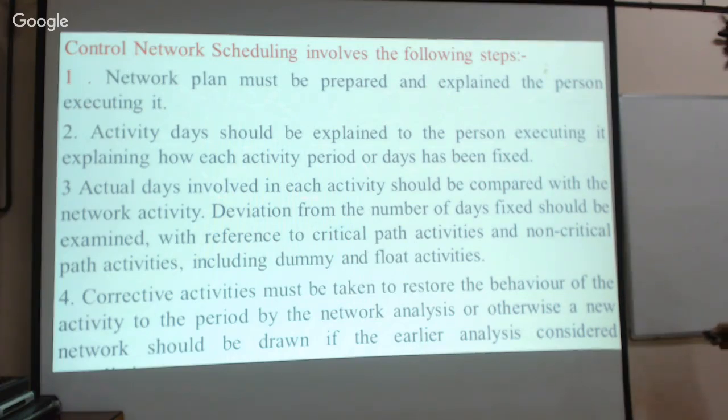Then we need to explain that. Actual days involved in each activity should be compared with the network activity. Deviation from the number of days fixed should be examined with reference to critical path activities and non-critical activities, including dummy and float activities. Corrective actions must be taken to restore the activity to the period given by the network analysis, or otherwise a new network should be drawn if the earlier analysis is no longer valid. Therefore, be careful in doing this.